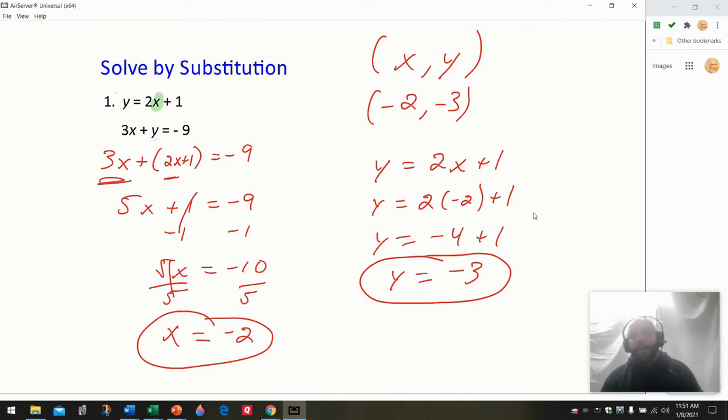Now, what does that mean? Well, if we were to graph both of those equations on a coordinate plane, you would see that these two lines would cross at that point, -2, -3. Therefore, there is one solution.